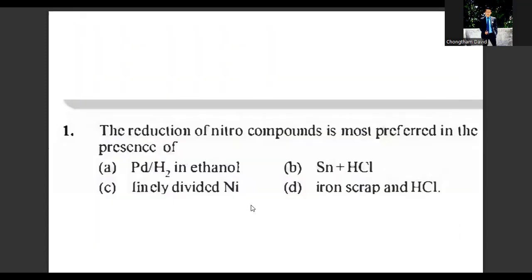The reduction of nitro compound is most preferred in the presence of palladium hydrogenation in ethanol, reaction with tin and HCl, finely divided nickel, and iron scrap and HCl. Remember, reduction with iron scrap and HCl is preferred because ferrous chloride formed gets hydrolyzed to release HCl during the reaction. Thus, only a small amount of HCl is required to initiate the reaction. So the correct answer will be D. Clear?